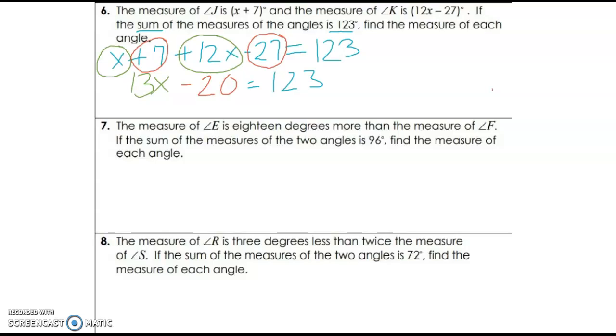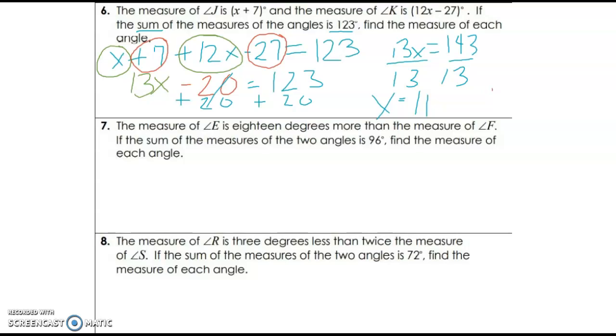Now we're going to solve for x. So we're going to add 20 to both sides. So now we have 13x equals 143. Divide by 13. And that means that x equals 11.